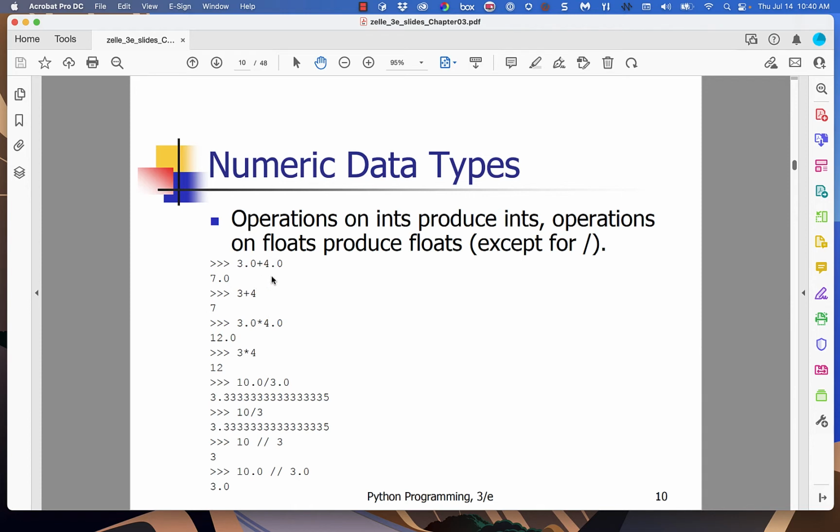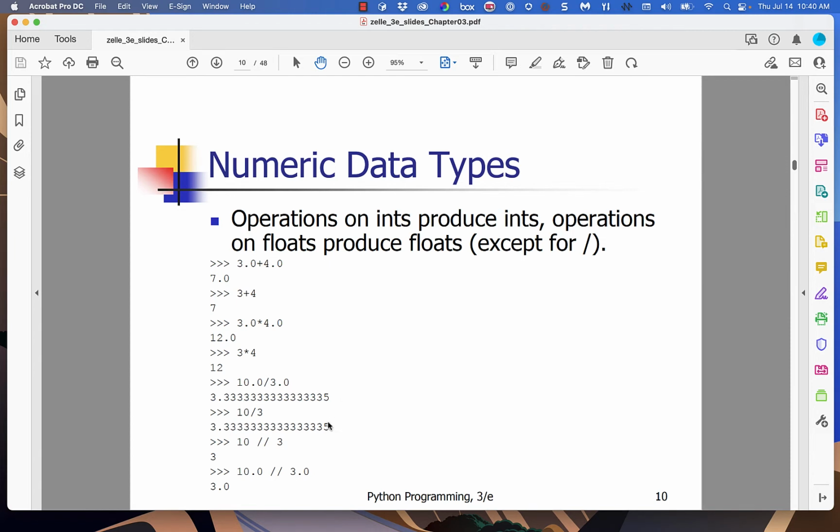Oh, sorry, when we add the floats, we get 7.0, so we get a float. When we add the ints, we get 7. That's an int. If we multiply two floats, we get a float. If we multiply two ints, we get an int. Now, if we divide a float by a float, we get a float. Okay? The slash operator is a float division.